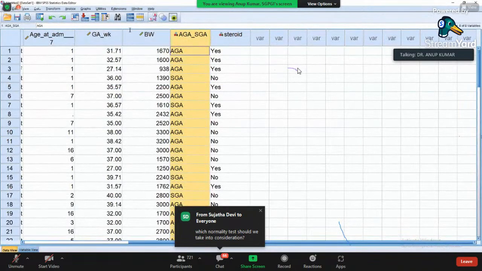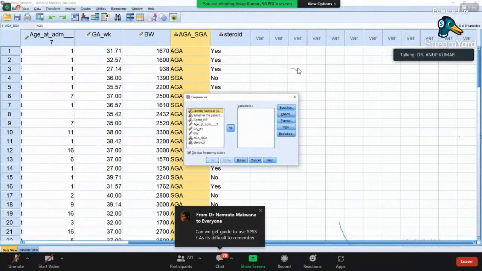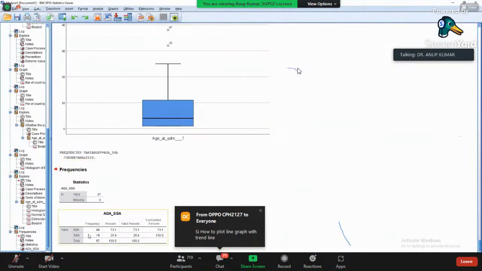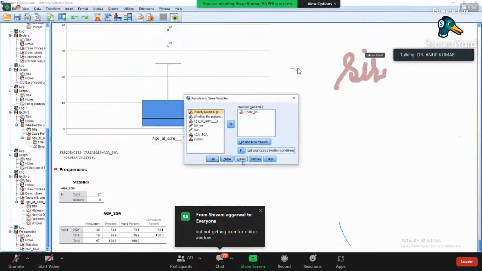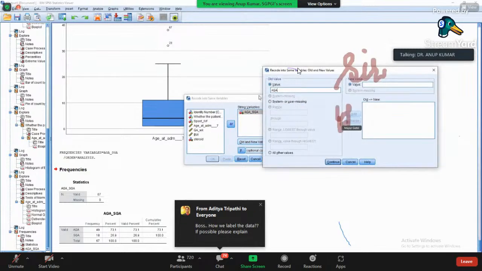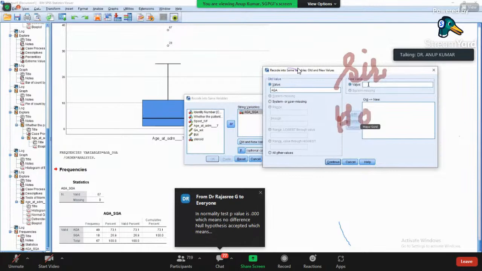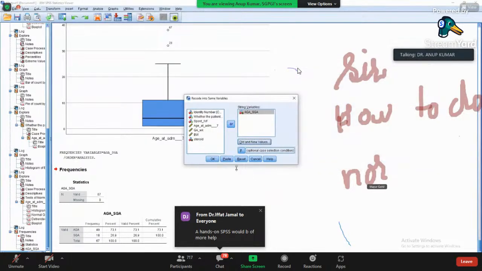For this, what we have to do, just go to Analyze, Frequency, and reset. I want to just see what the outcomes are. So AGA and SGA. I will code AGA with 1 and SGA with 2. So I will go to Transform, Recode into Same Variable. I will reset it. AG, SGA, old and new values. So I will give AGA 1, add, and SGA 2, add, continue, and OK.